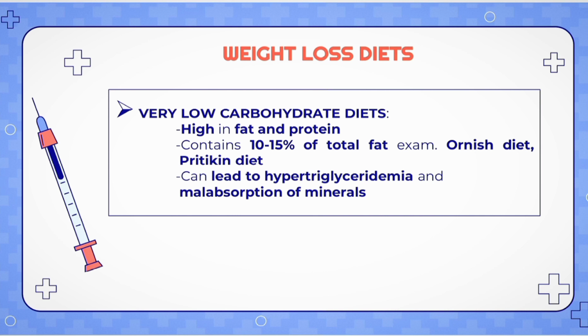Another category of diet is the very low carbohydrate diet. Here the diet will be high in fat as well as in protein, and the total fat contains approximately 10 to 15% of the diet. Examples of these very low carbohydrate diets are the Ornish diet and the Pritikin diet. However, this kind of diet has some side effects, as it can lead to hypertriglyceridemia and malabsorption of minerals.